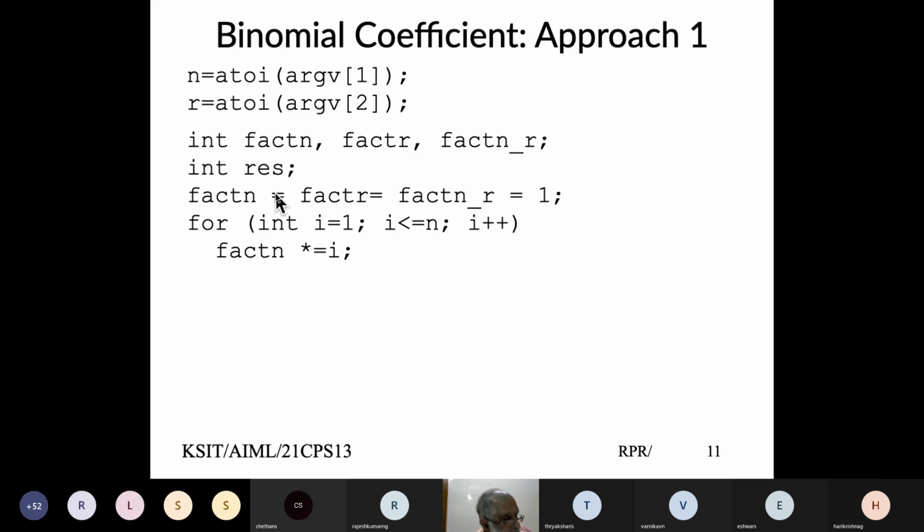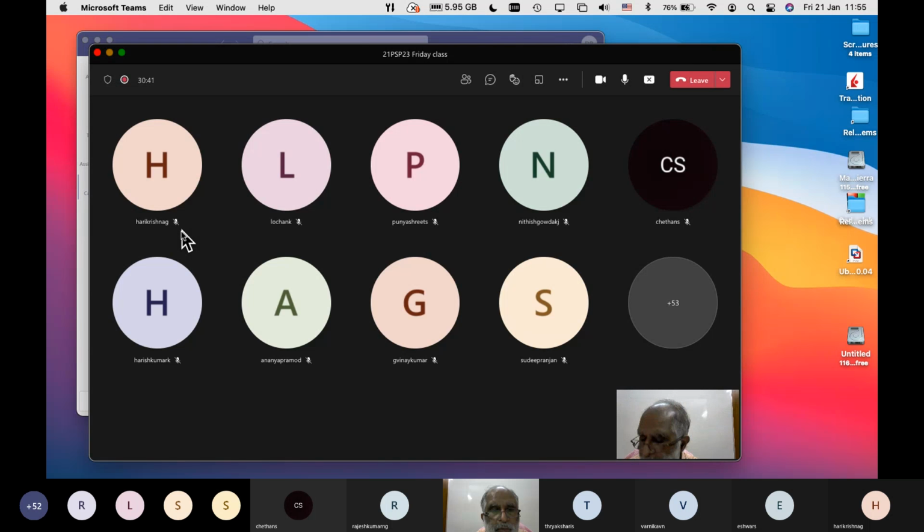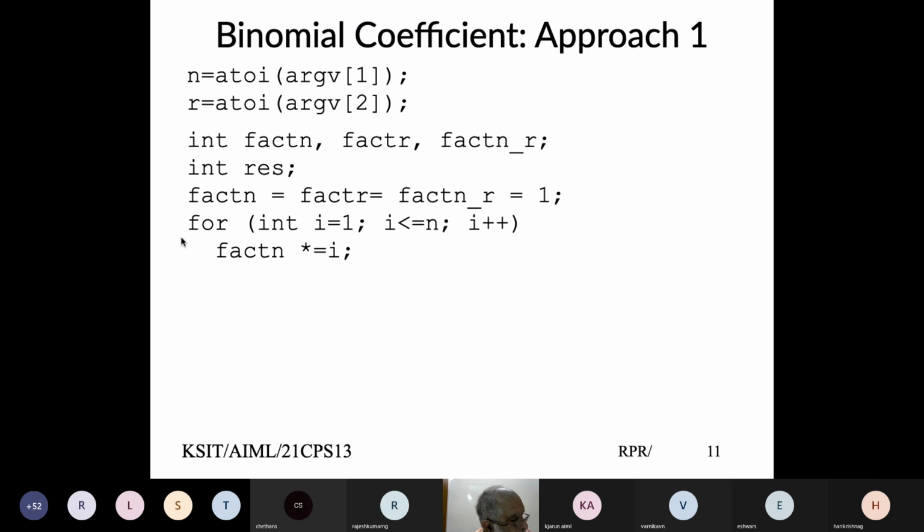How would you compute factorial R? If I want to compute factorial R, what would the loop be? Any thoughts? I is 1, I is less than or equal to R, I plus plus. Yes, so the only change we need to make is to substitute N with R, and here instead of factorial N, we'll write factorial R. That gives me factorial R.